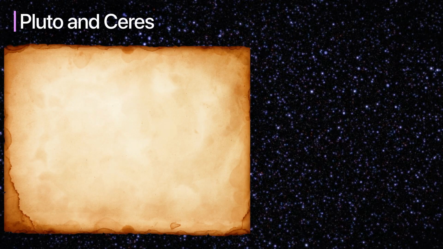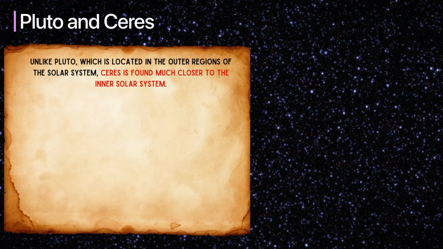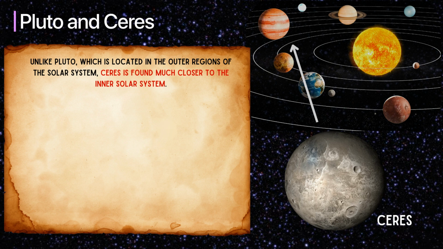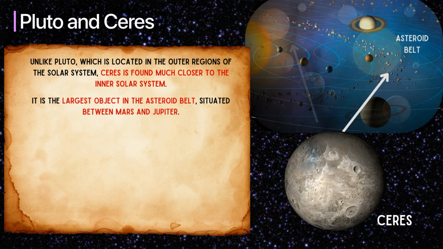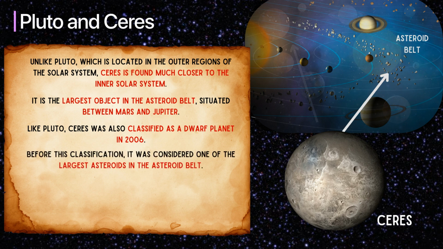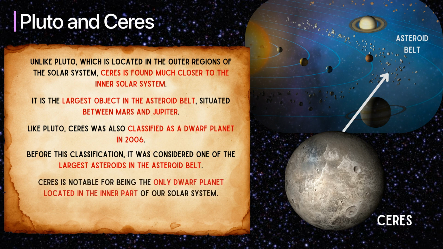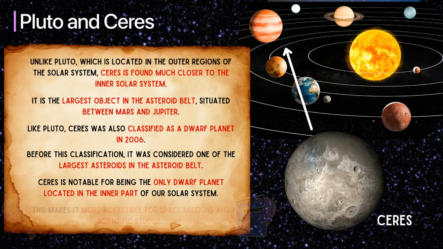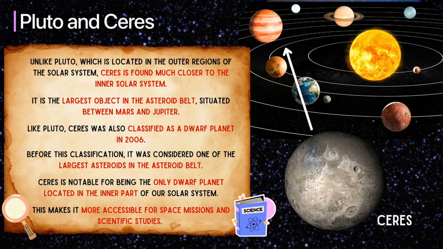Ceres is another intriguing dwarf planet, with some unique aspects. Unlike Pluto, which is located in the outer regions of the solar system, Ceres is found much closer to the inner solar system. It is the largest object in the asteroid belt, situated between Mars and Jupiter. Like Pluto, Ceres was also classified as a dwarf planet in 2006. Before this classification, it was considered one of the largest asteroids in the asteroid belt. Ceres is notable for being the only dwarf planet located in the inner part of our solar system. This makes it more accessible for space missions and scientific studies.